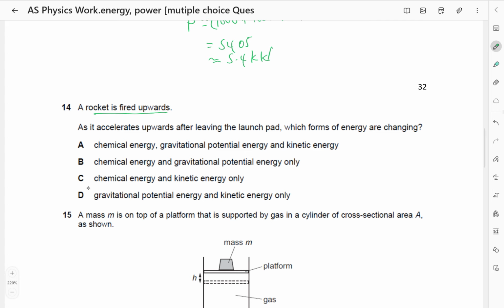So if it is fired, then fuel is going to be burnt, and by Newton's third law, as the exhaust gases are propelled downwards, the rocket is going to be propelled forward. So there must be chemical energy. The chemical energy will change as more fuel is burnt. The gravitational potential energy and the kinetic energy will also change. So all those three will change. So the answer is going to be A. I think that is a repeated question.